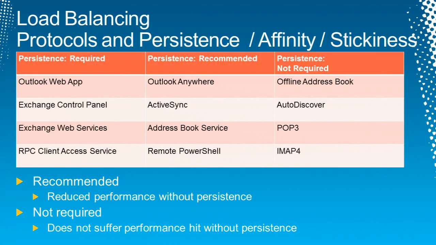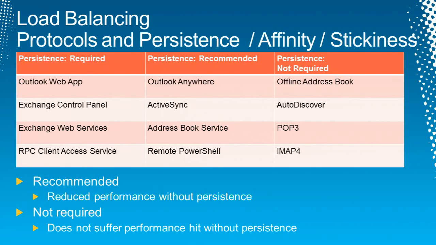I can send request 1 for ActiveSync to CAS server 2, and I can send request 2 from the same ActiveSync client to CAS server 3. It will work, except that we'll see a performance impact on CAS. So that second CAS server has to re-authenticate the client. We see additional processor overhead, essentially.